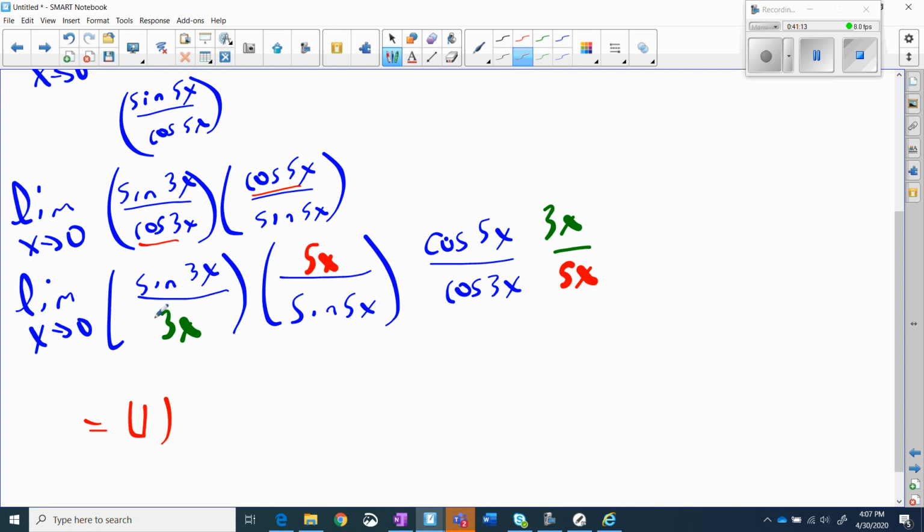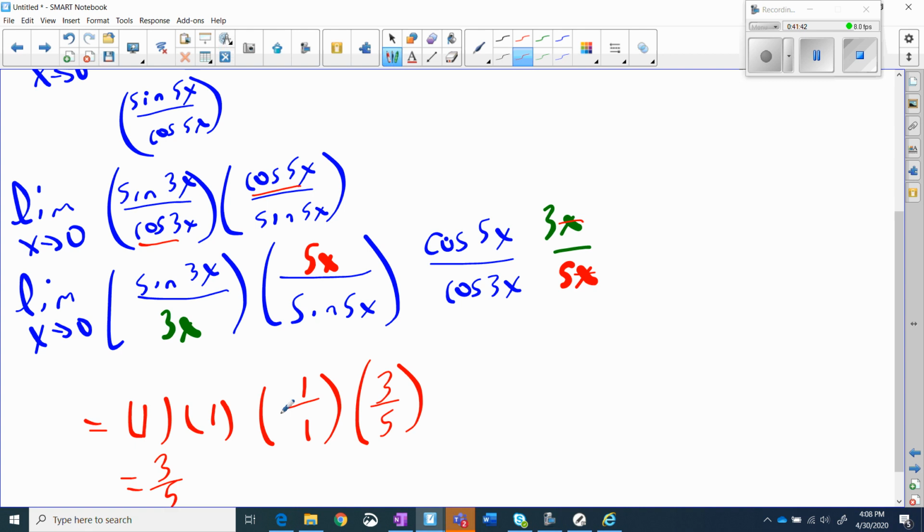Theta over sine theta, theta going to 0, that's 1. Cosine of 0, that's 1. Now, if you say x is 0, you say, well, 3 times 0 is 0. Oh, it's no good. I still got 0 over 0. But this factor x will cross out this factor x, leaving you with a 3/5 at the end. So when you multiply that all through, we actually get an answer, 3 over 5.